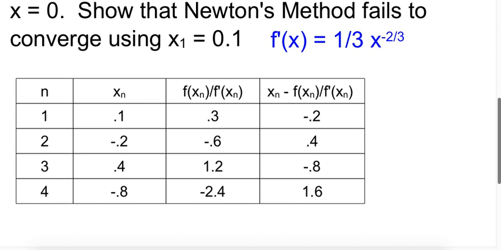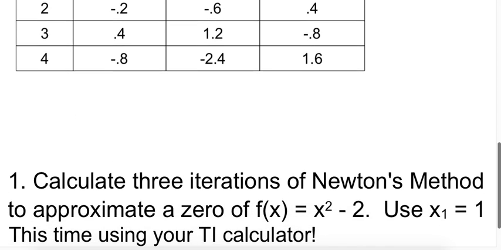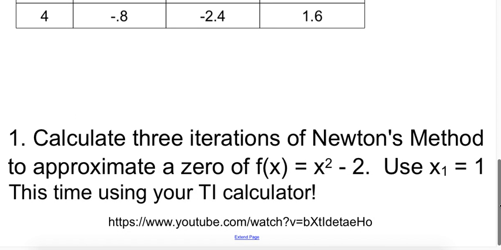Now, all these calculations are kind of obnoxious, so I want to take us back to example number 1. And we did this yesterday in our notes, and we did the whole table thing. We want to calculate 3 iterations of Newton's method to approximate the 0 of f of x equals x squared minus 2, using x1 is 1. You can do this with your TI calculator. It takes a little bit of programming, but the next video, it's a YouTube video and it's short, it'll show you how to do that.